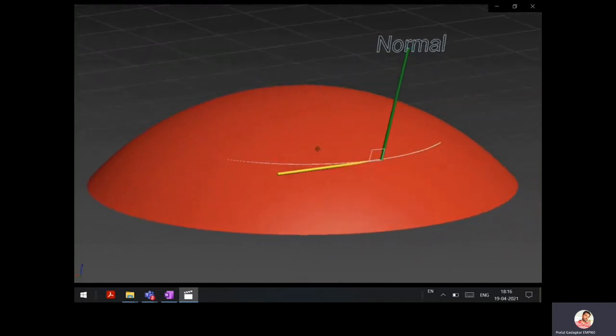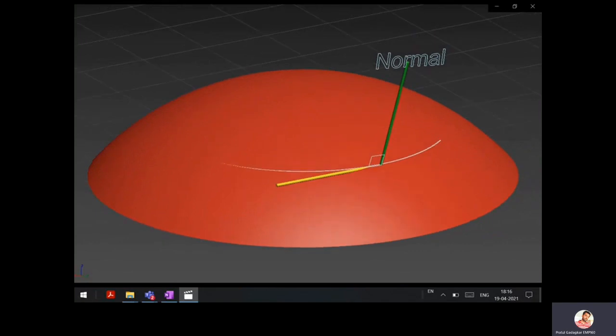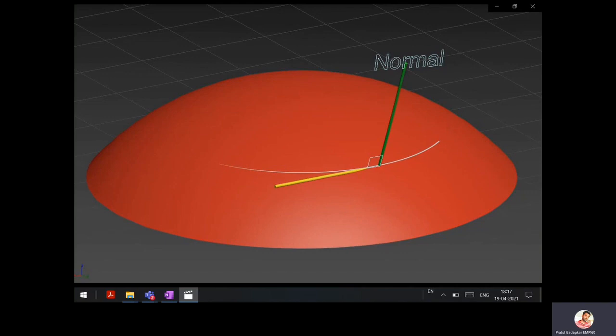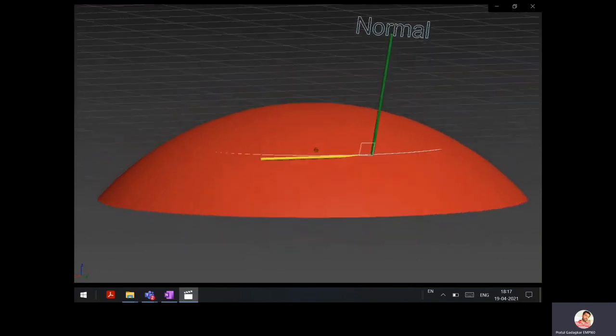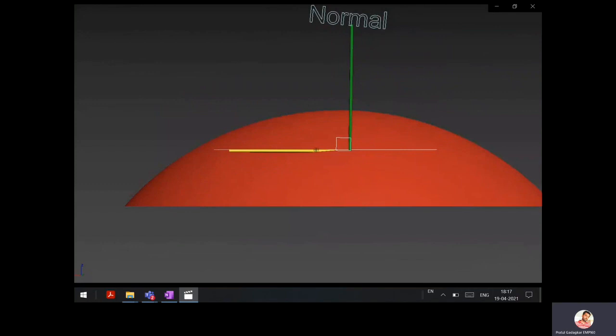The yellow vector that you see is the tangent to that curve, and this green vector is a normal to that curve. You see that the tangent vector and the normal vector are perpendicular to each other. The yellow is the tangent vector, and the green is the normal vector, which is the gradient vector grad f, and they are perpendicular to each other. Let us see from the other views. Yes, here you can see that they are perpendicular to each other.